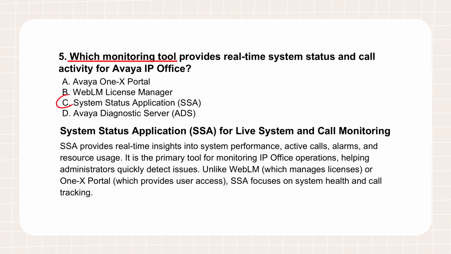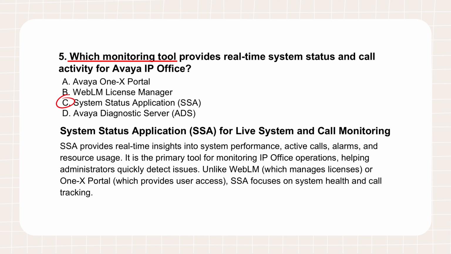What kind of information does SSA provide in that live view that the other tools just don't offer in the same immediate way? Well, SSA is specifically designed for this real-time monitoring. It gives you a live feed of critical information like the current status of all your phone extensions, a log of all active calls as they happen, any active alarms or warnings the system might be generating right now, and an overview of the system's resource utilization, things like CPU and memory usage. Okay. It's essentially your live dashboard for seeing exactly what's going on with your IP Office system at any given moment. And the other options serve different, perhaps less immediate purposes then?